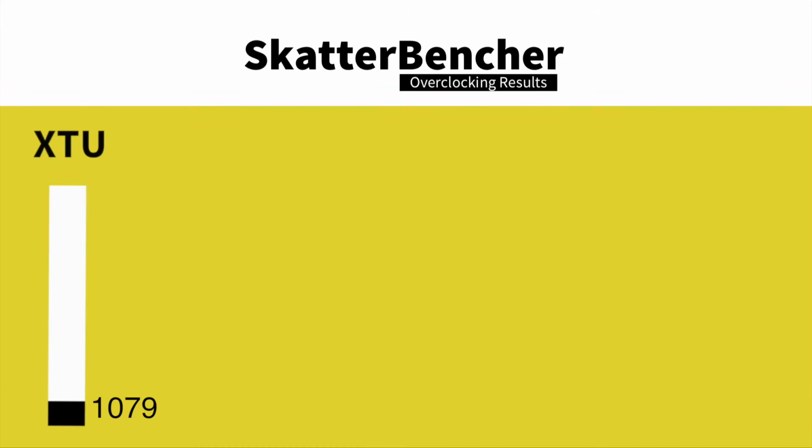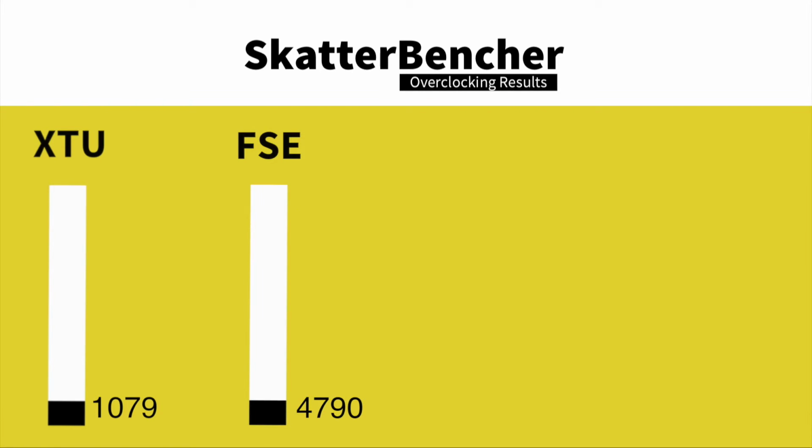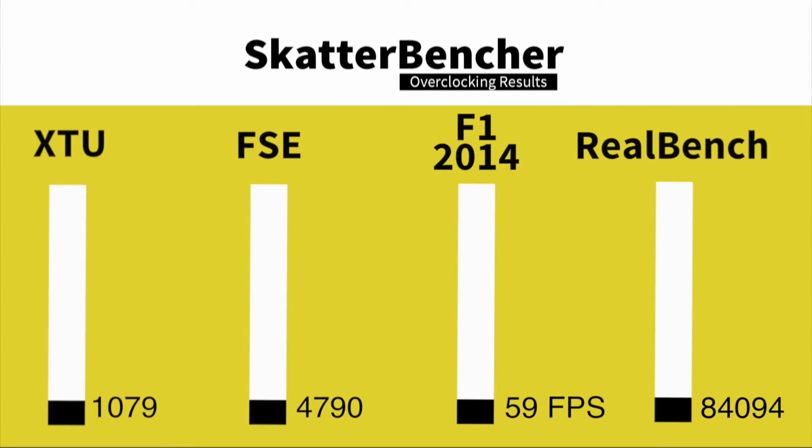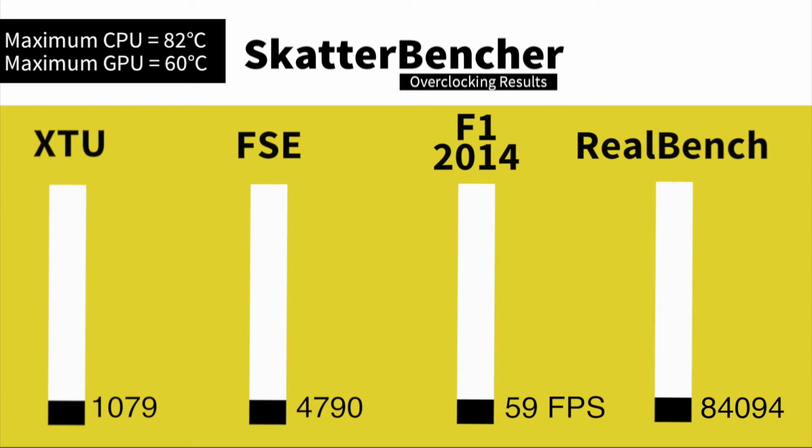At stock, without the notebook attached to the water cooling, the CPU runs at 2.7 GHz and boosts up to 3.6 GHz. The graphics card is clocked at 1189 MHz with the memory clocked at 2.5 GHz. The stock performance in XTU is 1079 points. In FireStrike Extreme, it's 4790. In F1 2014, the minimum FPS is 59 and the RealBench score is 84,094 points.